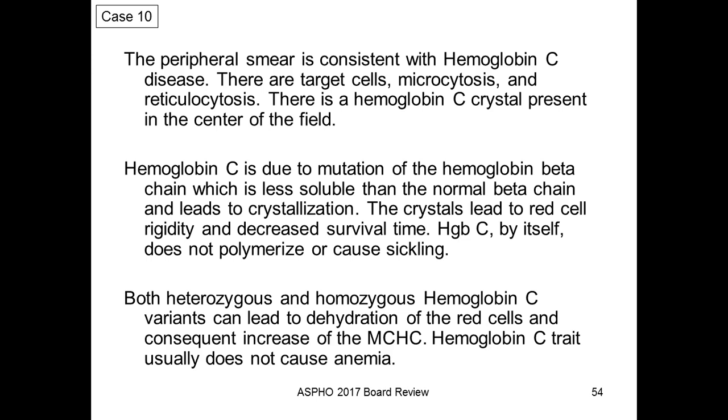So it's actually a mutation in the beta chain of hemoglobin, which is less soluble than the normal beta chain. And this actually leads to crystallization rather than the polymerization that you see with sickling. And so both the heterozygous and homozygous hemoglobin C variants lead to the dehydration of the red cells, and that's why you see the MCHC high in this condition. And the hemoglobin C trait does not usually cause a significant anemia.